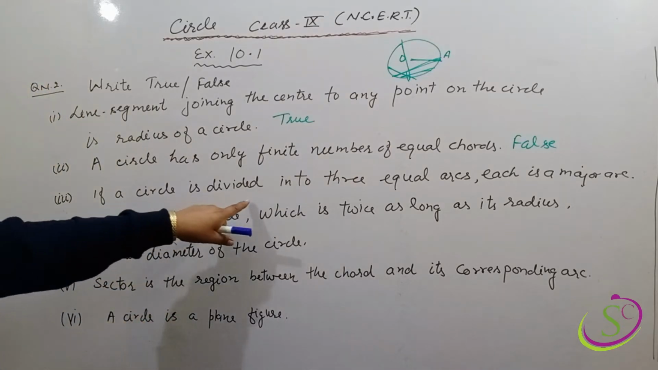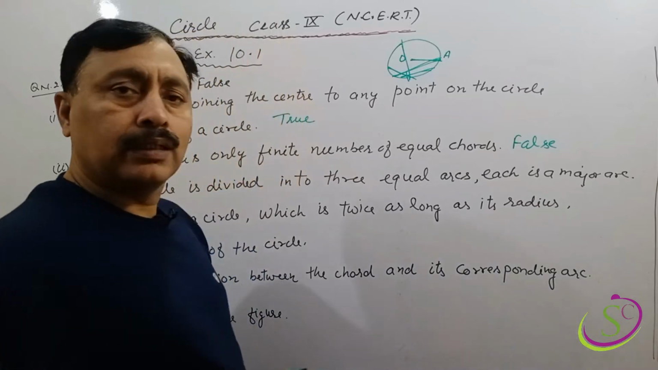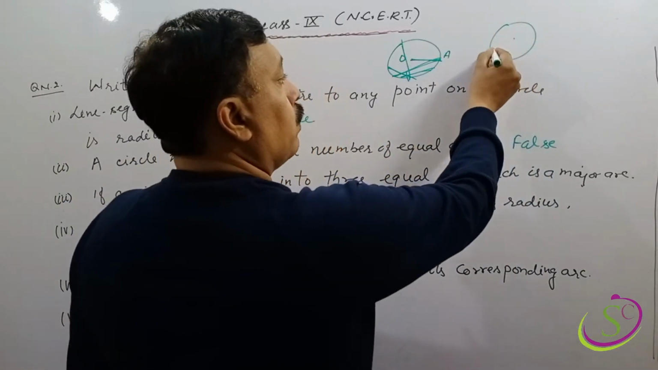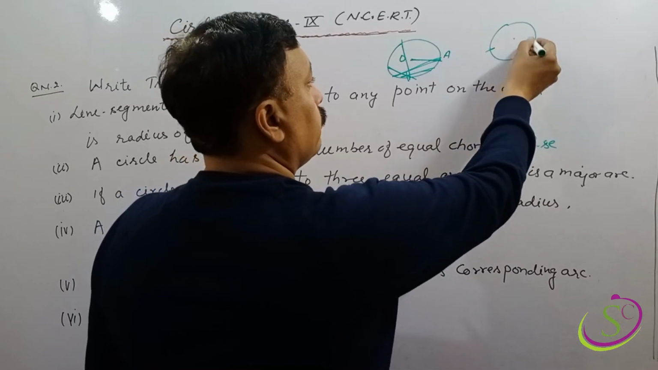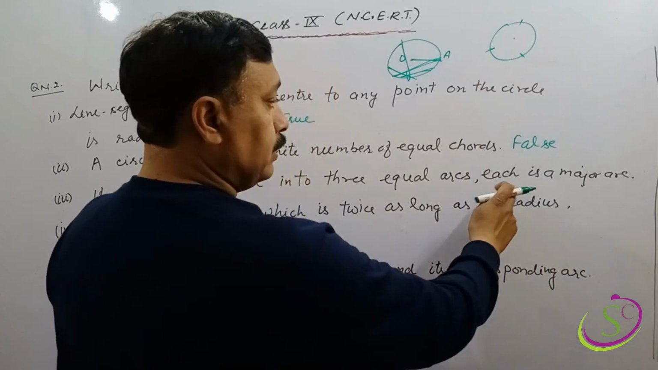If a circle is divided into 3 equal arcs, each is a measure. Clear? In a circle, see son, a chord is drawn, or say, yes, each is a measure arc.